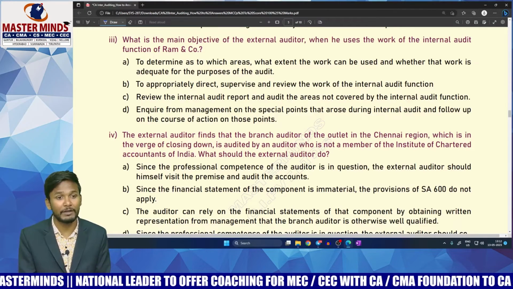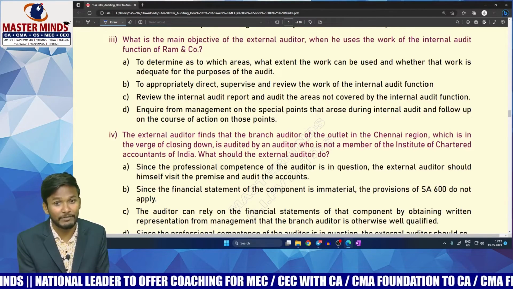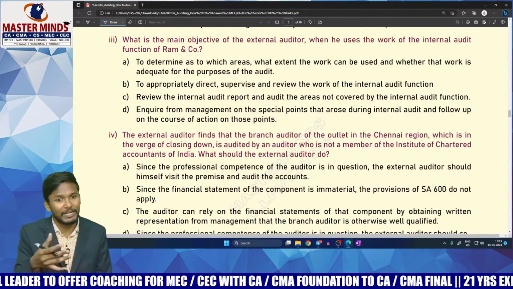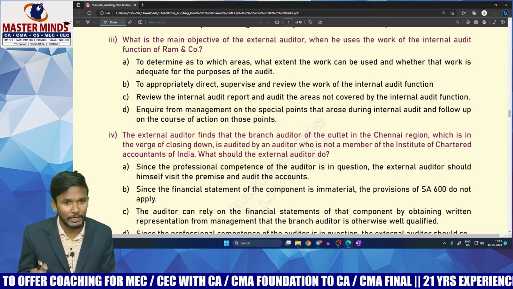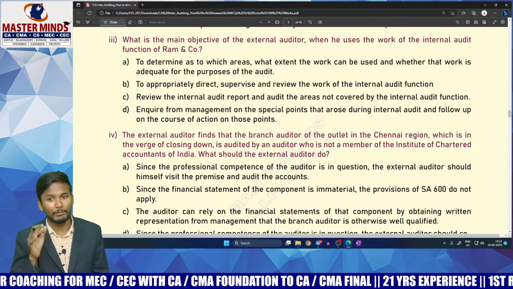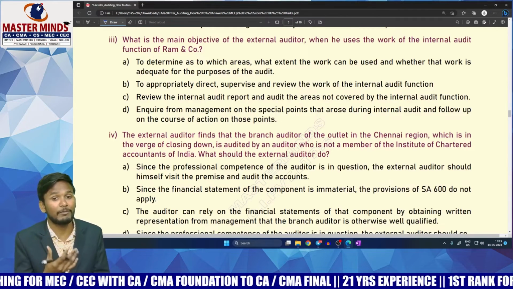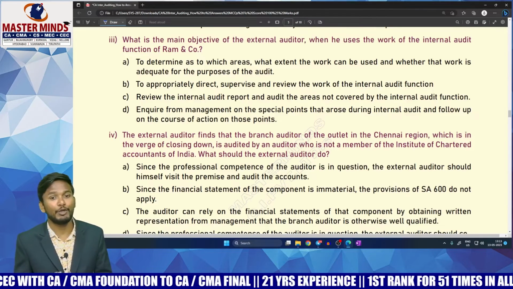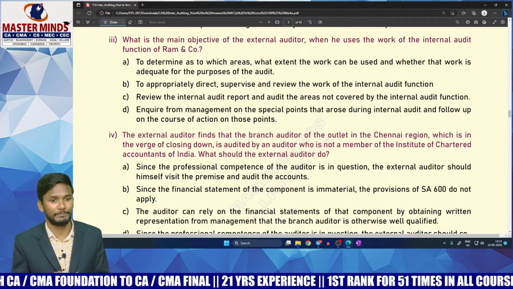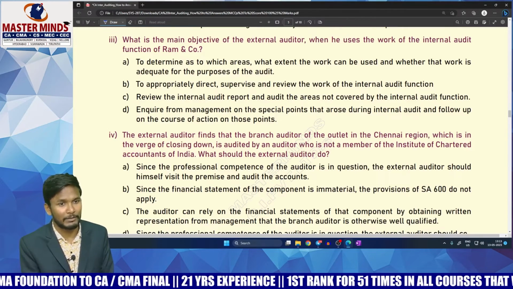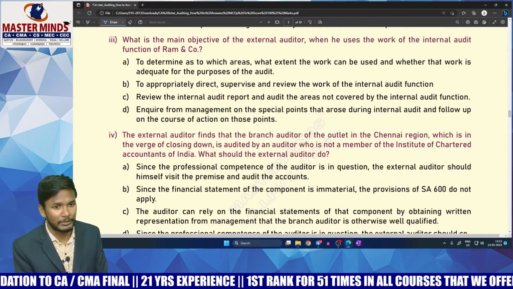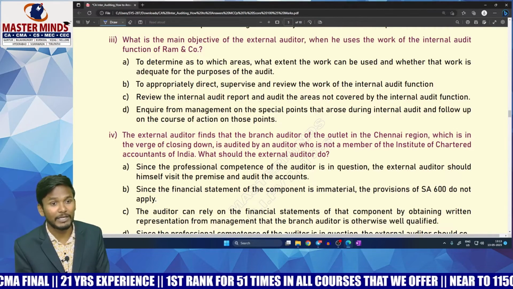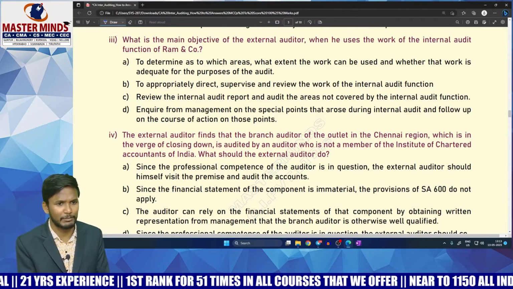In the question, what is covered here? What is the main objective of the external auditor when he uses the work of the internal auditor? When I am saying when he uses work, I can say report of the internal auditor only. So when you are depending on the internal auditor's work, definitely you are supposed to see whether that work has been properly and objectively performed or not. If the internal audit function did not have any objectivity, how can you get a conclusion? How can you depend on him? Correct? Let's see one by one. What is the main objective? To determine which area, to what extent the work can be used, and whether that work is adequate for the purpose of audit. So seems to be reasonable.